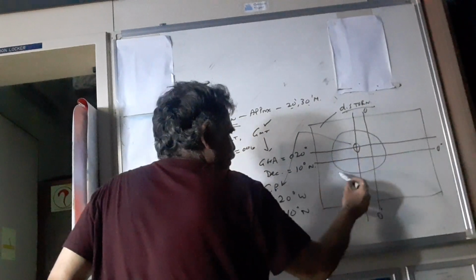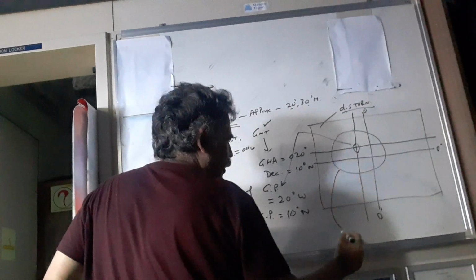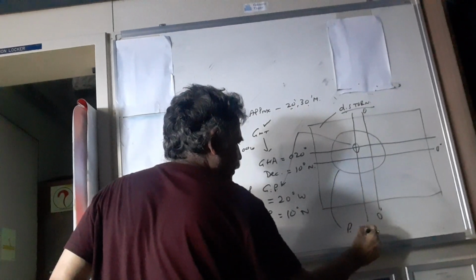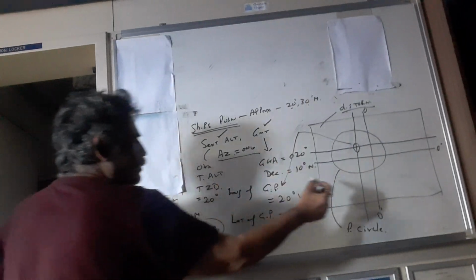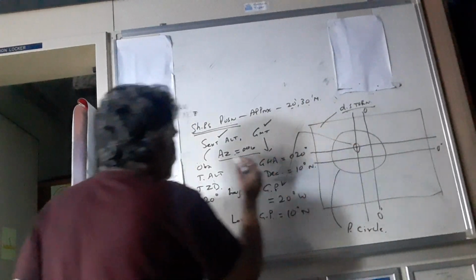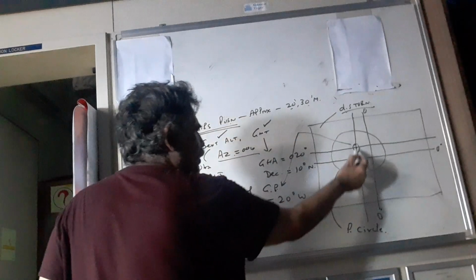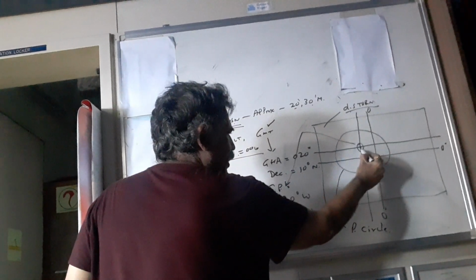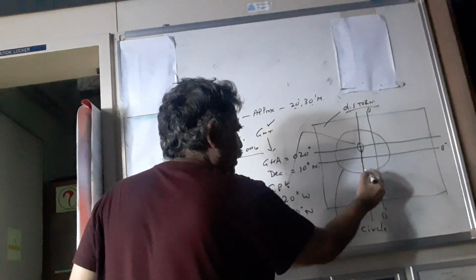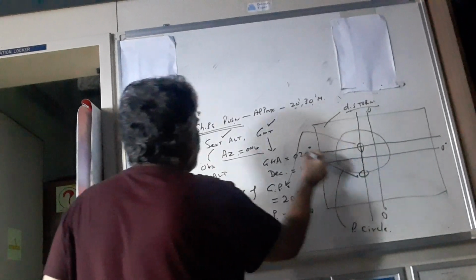Now this is a position circle. So your ship is somewhere on this circle, position circle. And the azimuth of the sun is also the azimuth of the geographical position. So from here with the parallel ruler you can draw the azimuth 000 and this is your ship's approximate position.